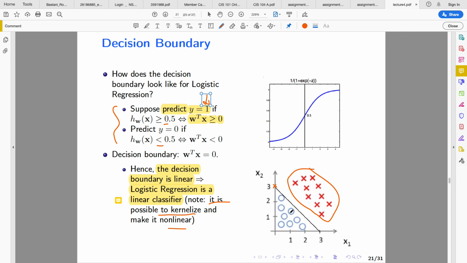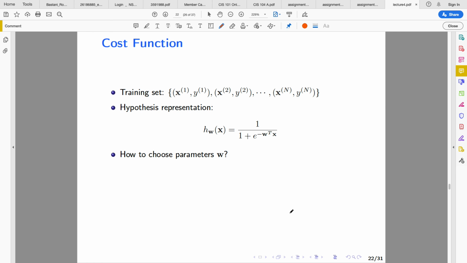So next time we're going to start with the cost function, because the cost function helps us know how to minimize the parameters to reach the global minimum.